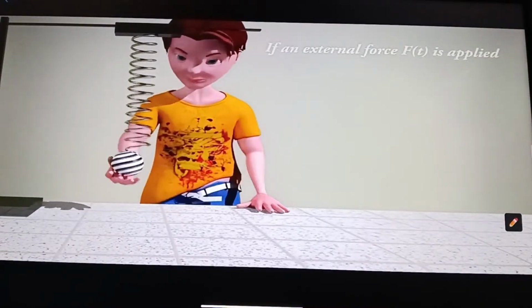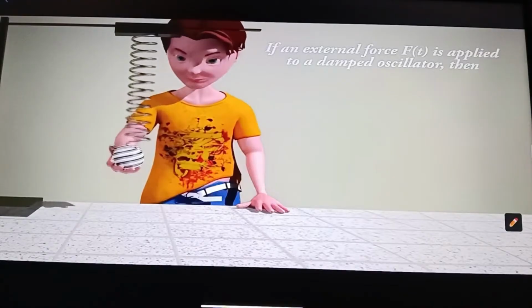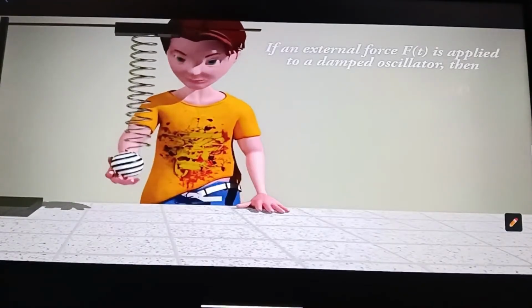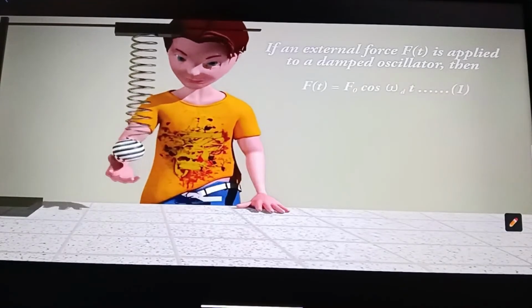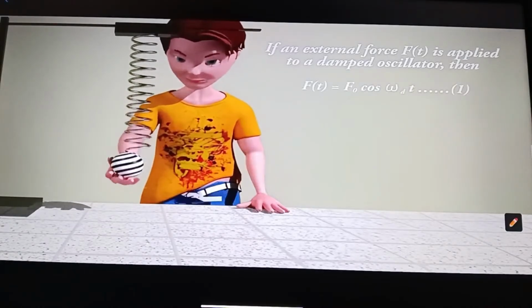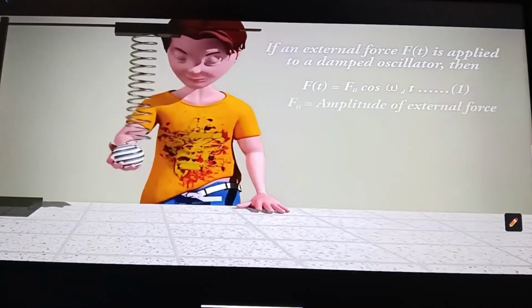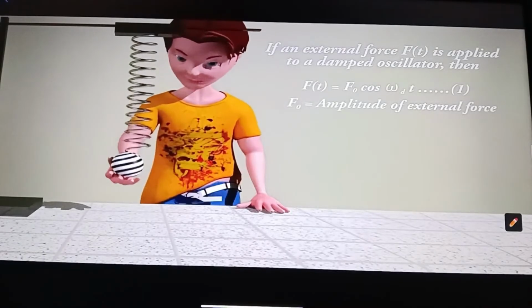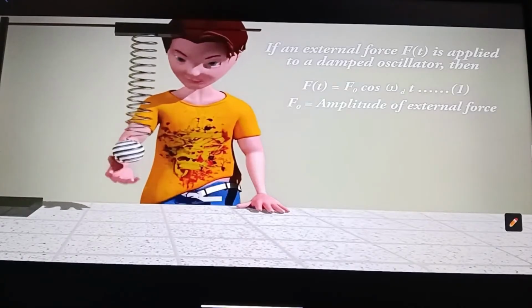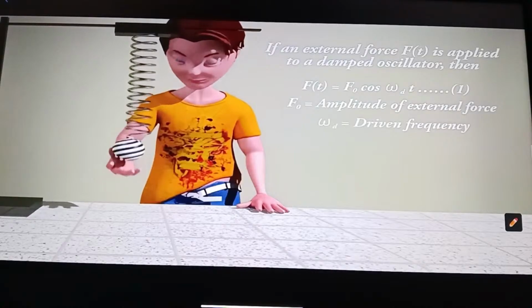If an external force F(t) is applied to a damped oscillator, then F(t) is equal to F naught cos omega d t. Let us label this as equation 1, where F naught is equal to the amplitude of the external force, and omega d is equal to the driven frequency.